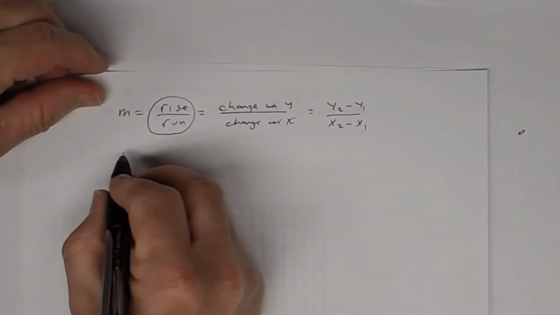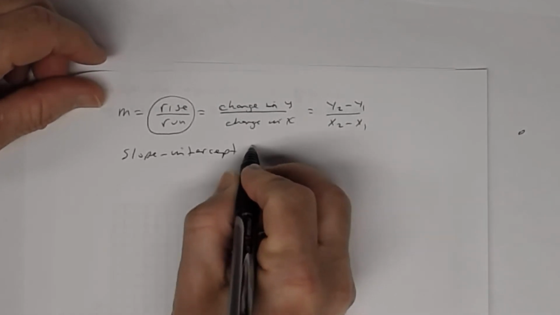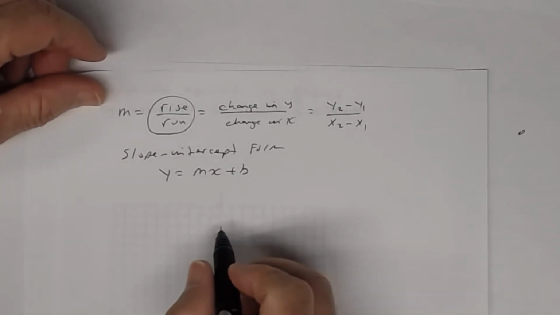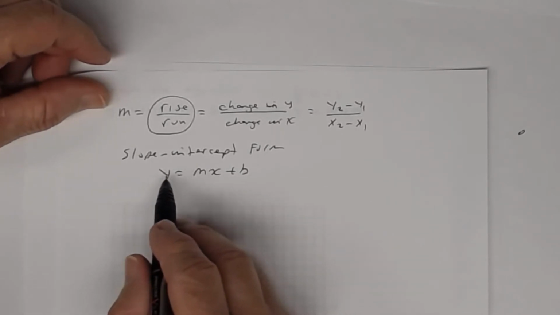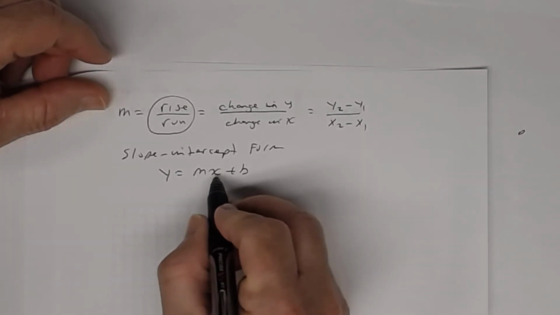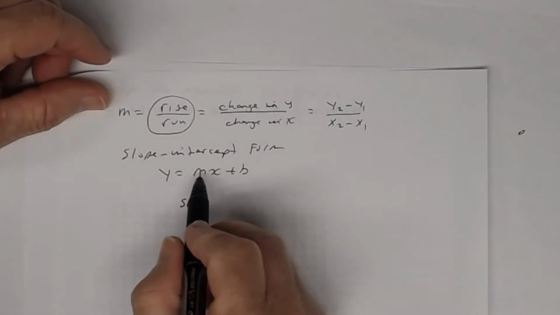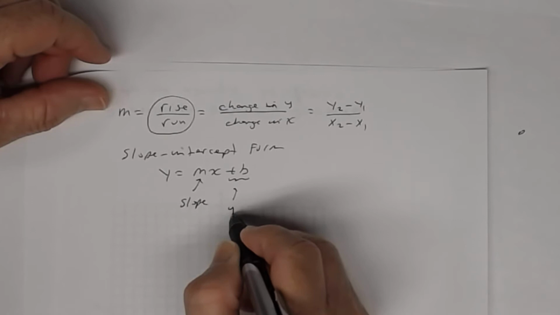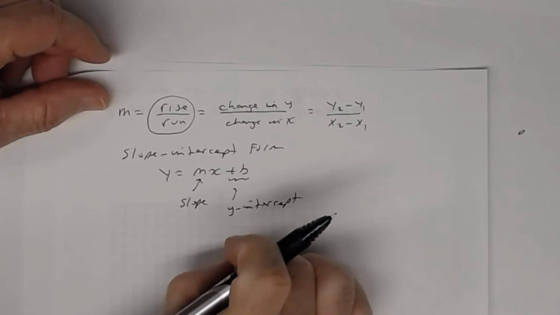You got to remember the slope-intercept form. That's y equals mx plus b. Whenever you see a linear equation where y is by itself, that is slope-intercept form. The coefficient of x, the number you're multiplying x by, that's the slope. This constant, that's your y-intercept. And you learned that in the previous lesson.